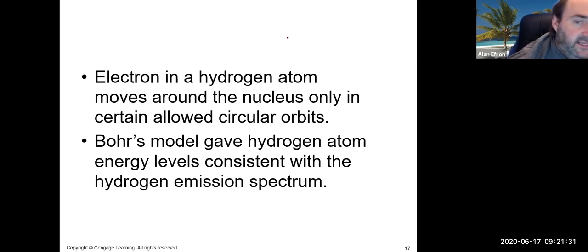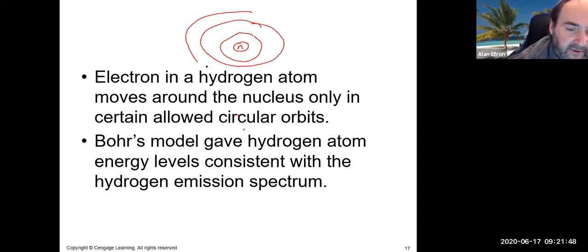Electrons in the hydrogen atom move around in an orbit, and this is what Bohr's model of the atom was. Bohr's model was more of a planetary model, with the nucleus here and orbits around the nucleus, very badly drawn, where electrons could travel in circular patterns. This would be n equals 1, n equals 2, n equals 3. n is the principal quantum number.